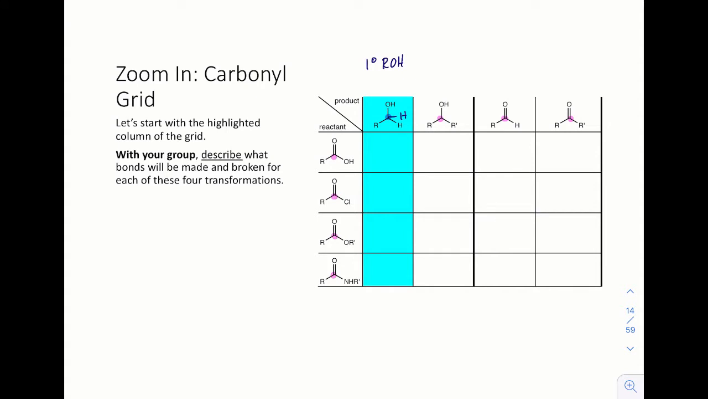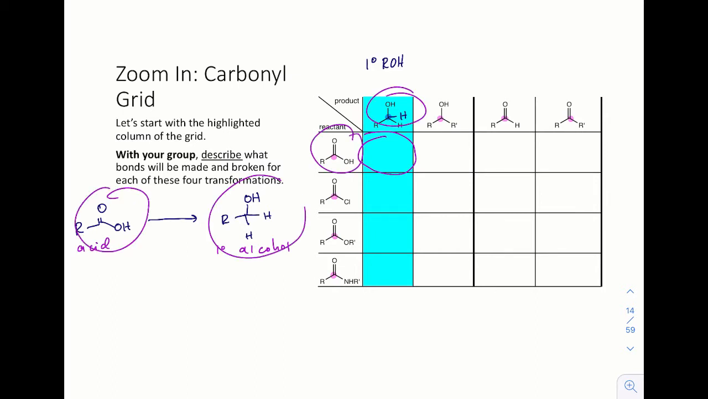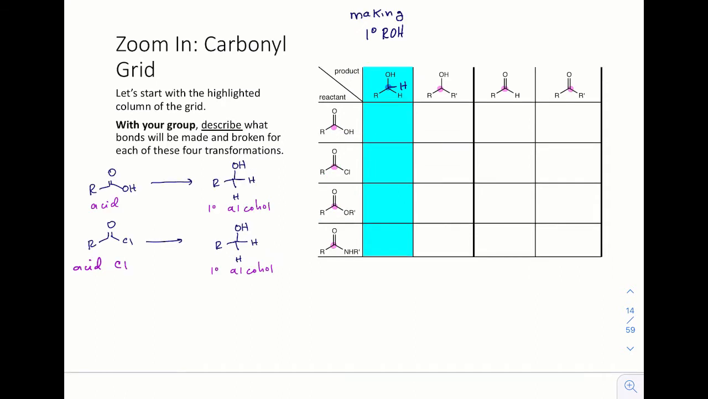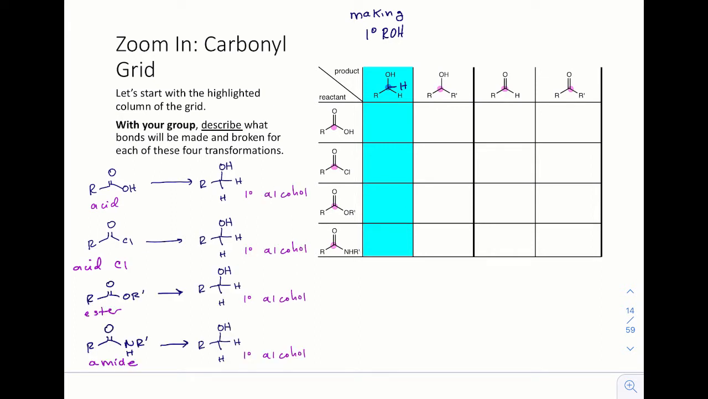Let's start by describing what bonds will be made and broken for each of these 4 transformations. For this square, it's acid to primary alcohol. For the next square, it'll be acid chloride to primary alcohol. The final 2 squares represent ester to primary alcohol and amide to primary alcohol. Once you have the generic transformations written out, try yourself to think about what bonds are made and broken.